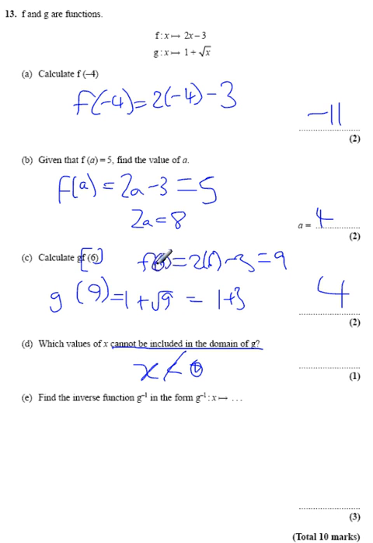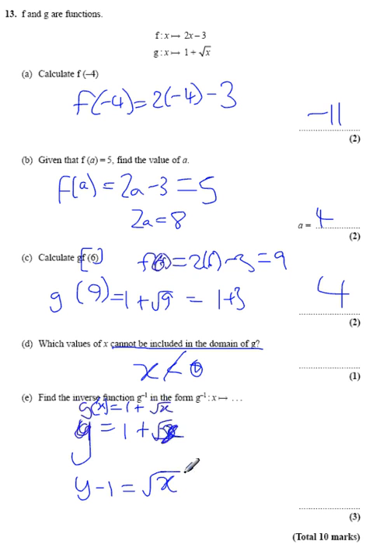Anyway, the inverse function g, right? The way we do this is we start by writing, instead of g of x, y equals 1 plus root x. So if g of x is 1 plus root x, then y equals 1 plus root x, and we need to rearrange now to make x the subject. To make x the subject, first of all, we need to get rid of all the other terms that don't involve x, i.e. the 1. So we say y minus 1 equals root x. And now we've got rid of all the terms that don't involve x, we can square both sides. So we get y minus 1 squared equals x.